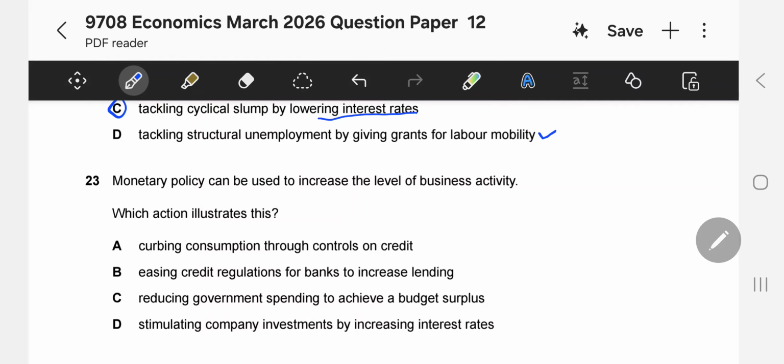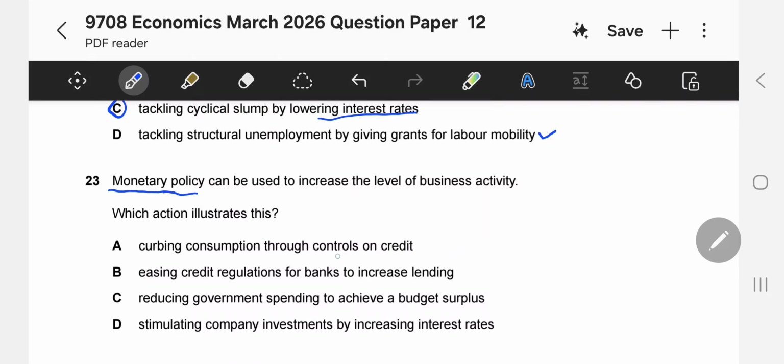Monetary policy can be used to increase the level of business activity. Which action illustrates this? If you want to increase the level of business activity, then you probably want to have more money in the economy, if you're talking about monetary policy. So let's look for the one that says have more money.